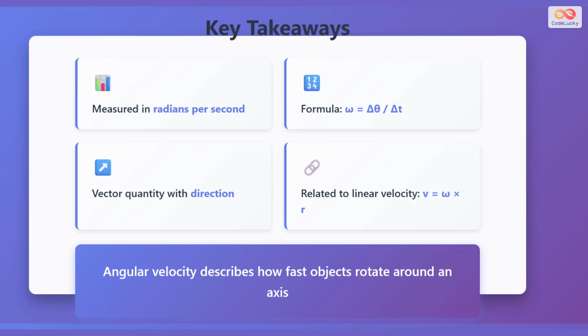Let's review the key takeaways from this lesson. Angular velocity is measured in radians per second. The formula is omega equals delta theta divided by delta t. Remember that angular velocity is a vector quantity with both magnitude and direction. Finally, it relates to linear velocity through the equation v equals omega times r. Understanding these concepts will help you analyze any rotational motion system. Angular velocity is essential for describing how fast objects rotate around an axis.